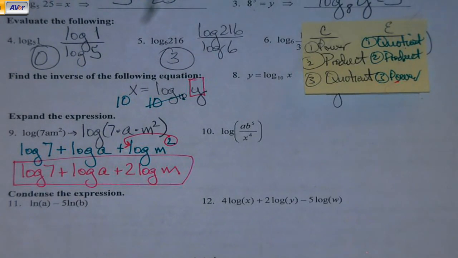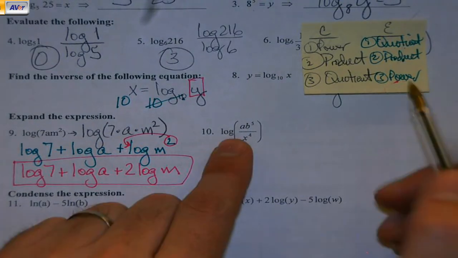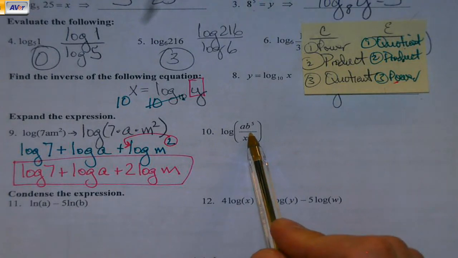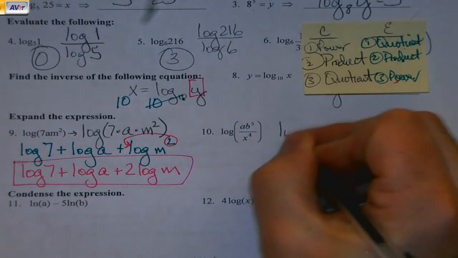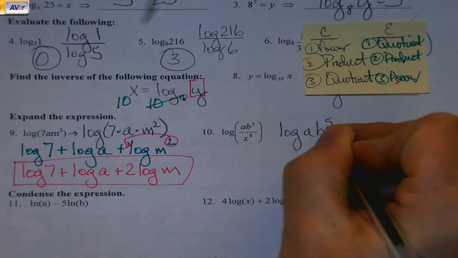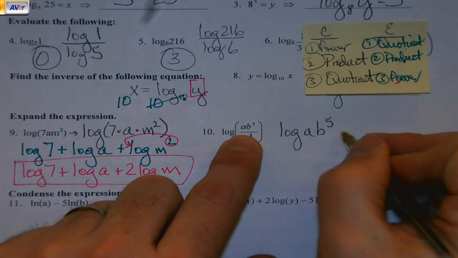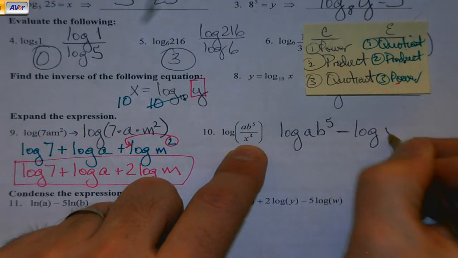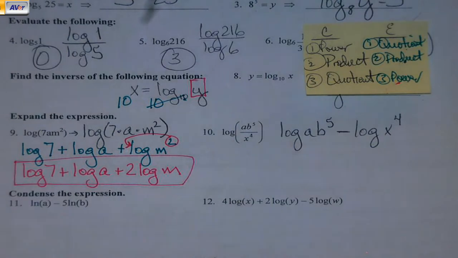Now 10, we're going to get a taste of all three. So 10, okay, expanding, quotient. I do see a division bar here. So, log AB to the 5th. Divide becomes minus. And again, when we're expanding, every time we do a plus or a minus or anything like that, we write another log with it.